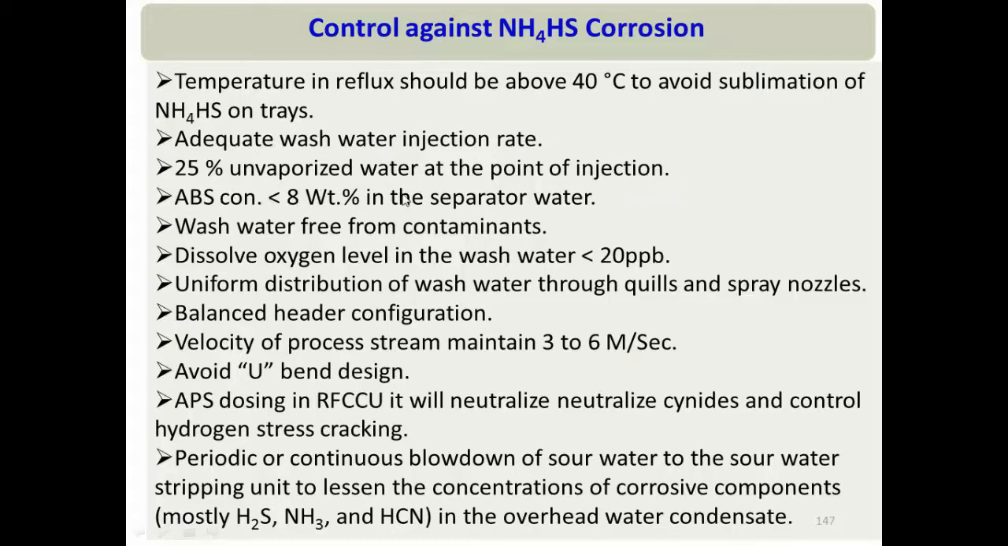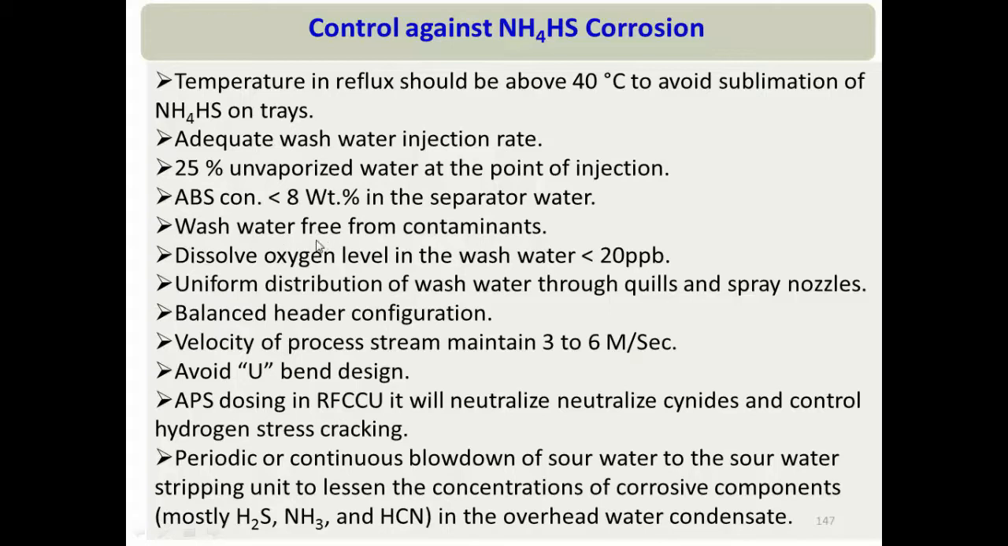Similarly, we should maintain the concentration of ABS below 8%, because we have already seen that if the concentration goes above 8%, then our system is stagnant, flow velocity is zero, and corrosion will also take place. So that is a very important point.